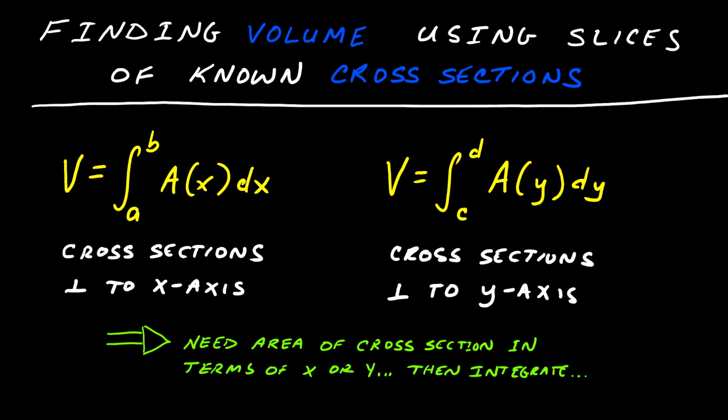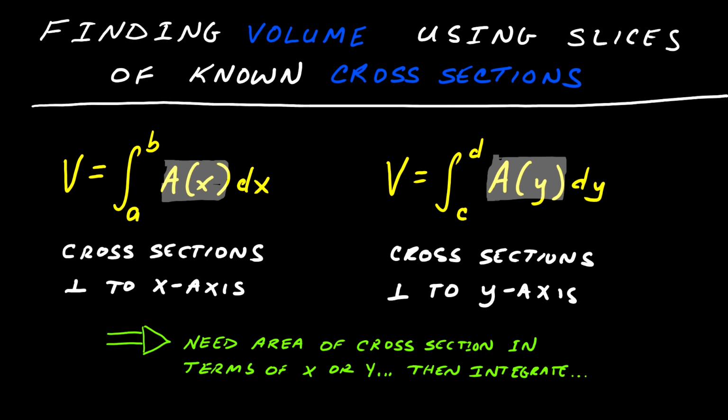In this video, we'll be finding volume using slices of known cross-sections. The only thing we need to know is that volume is defined as the integral of the area of the cross-section with respect to x or y. So if it's in terms of x, we'll take slices perpendicular to the x-axis, and for slices perpendicular to the y-axis, we'll look to have the cross-sectional area in terms of y. So again, the only thing we're going to need is the cross-section in terms of x or y. Then we'll be able to integrate across the bounds.